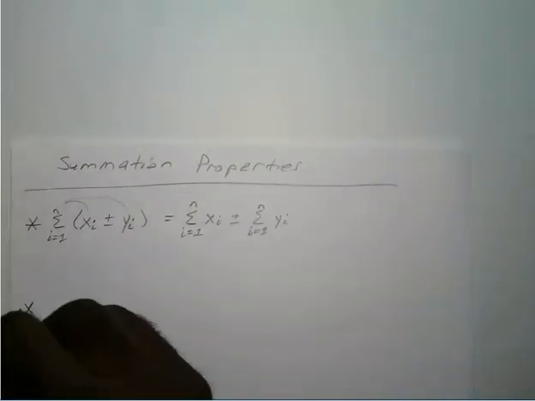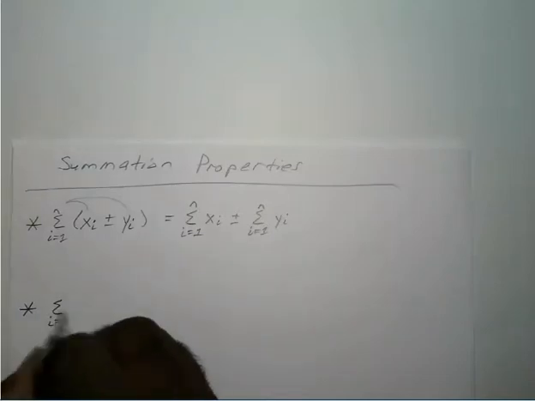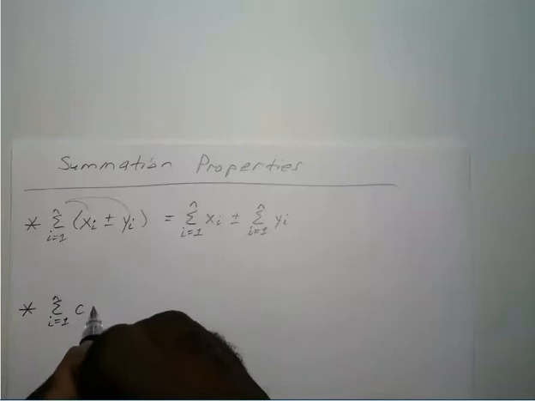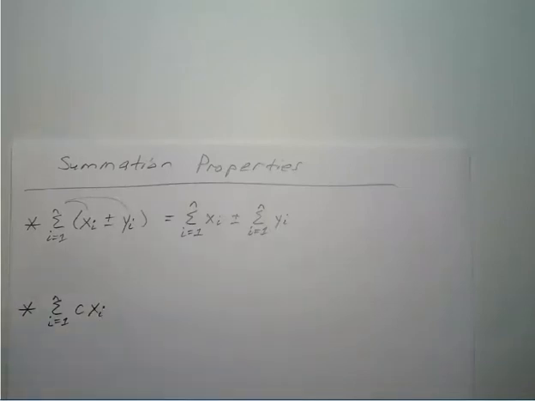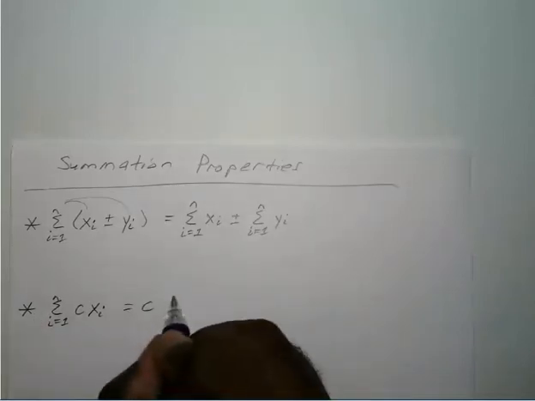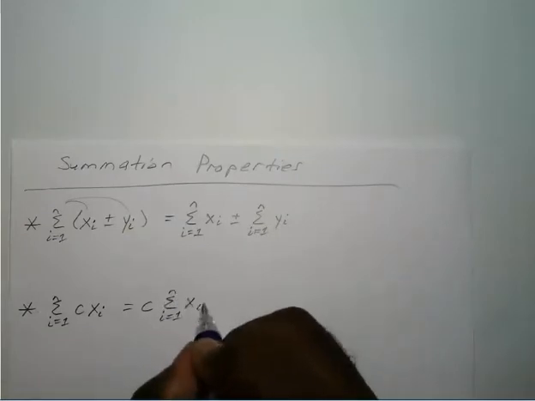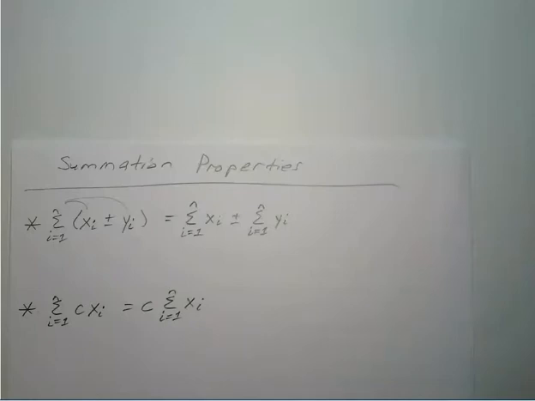Now our second one, we have the sum from i equals 1 to n of c times x of i. We can get that constant and bring it out to the front. So you have c times the summation from i equals 1 to n of x sub i, whatever this expression happens to be.